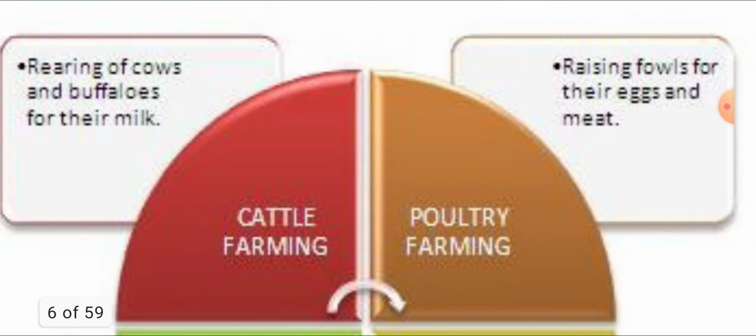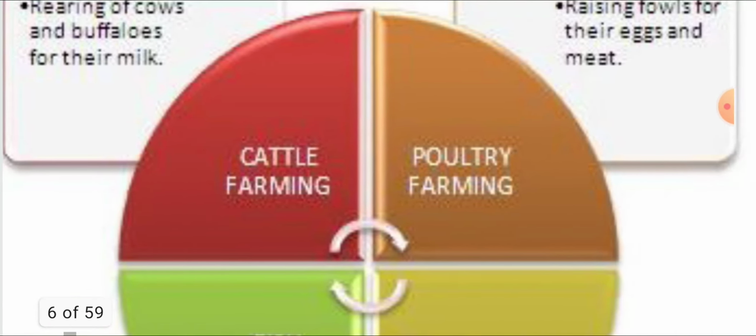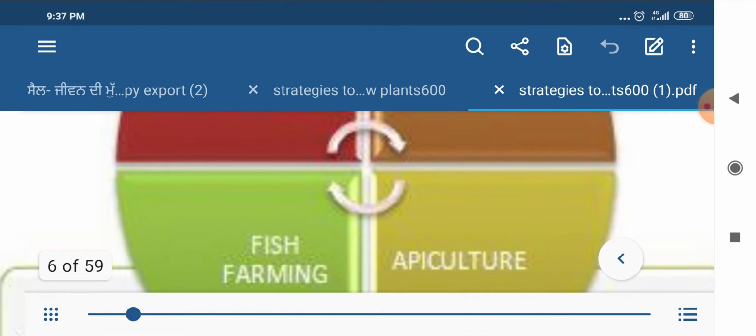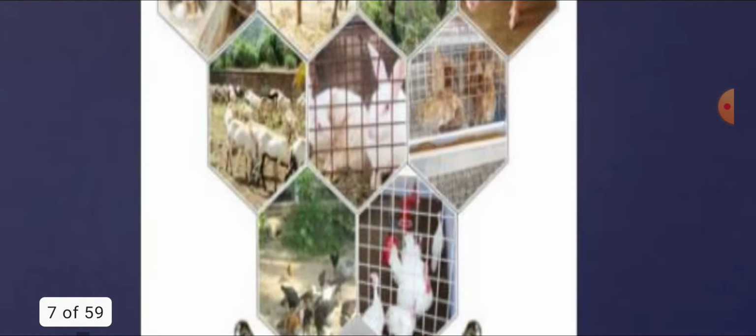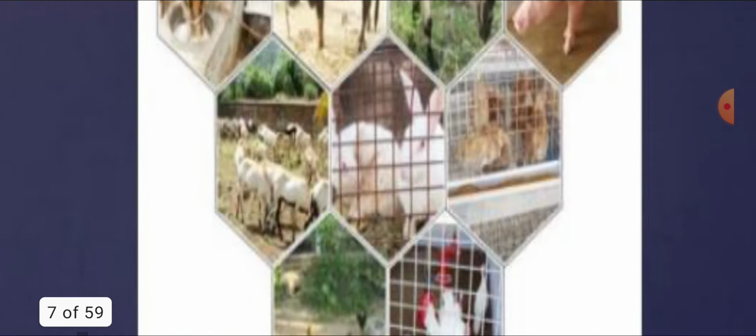Then the strategy for the enhancement in food production, how the goals can be achieved. With this, you can do mixed farming, that means along with cattle farming, poultry, fish farming, and apiculture. They will also help in more food production for the demand of food along with the agriculture products. These are the rearing of various animals and birds along with the agriculture.